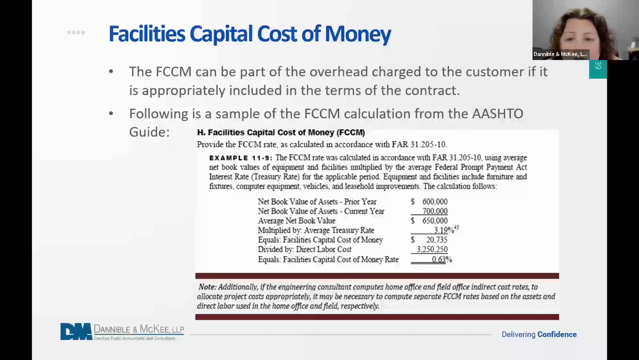And this is a simple calculation, and I included it here. It's basically your average net book value, multiplied by a treasury rate.